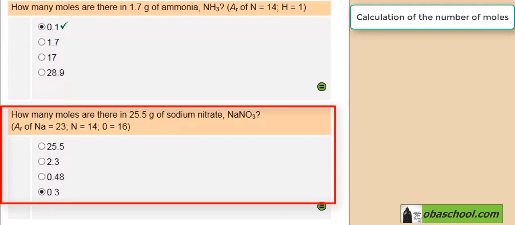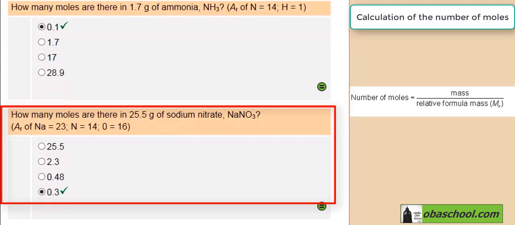Was your answer equal to 0.3 moles? Well, 0.3 moles is the correct answer. How did we find that out? First of all, again, with the rule of the number of moles, it's equal to the mass over the relative formula mass. In this question, the mass of sodium nitrate is given. It's 25.5 gram.